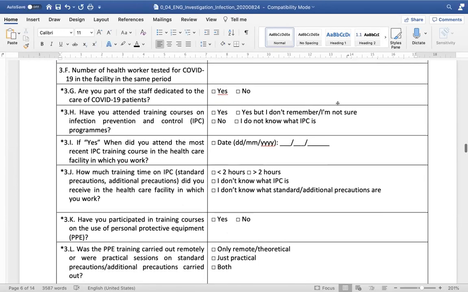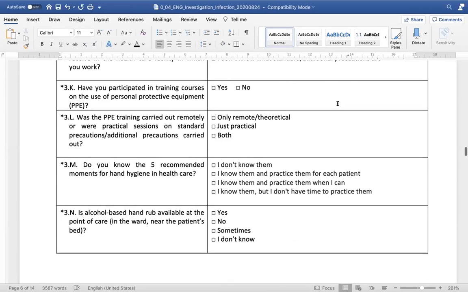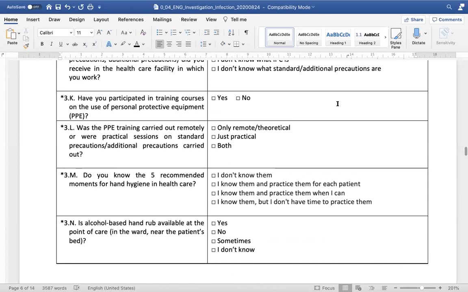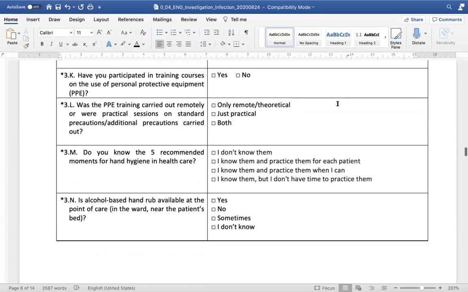Please go down. Yes, and then we also want you to indicate information on training that the health personnel has received on PPE and other infection prevention and control measures in the healthcare facility. For example, do you know the 5 recommended moments for hand hygiene? Just as we have in the tool 2, similar questions are asked here for us to understand your knowledge and skills in IPC and other preventive measures for COVID. Please, can you move down?